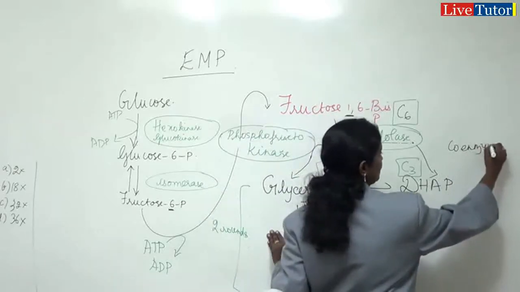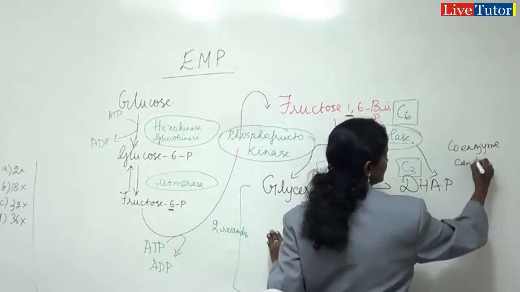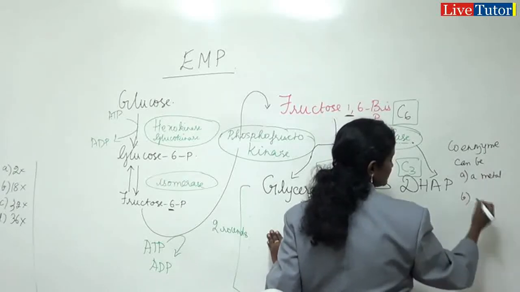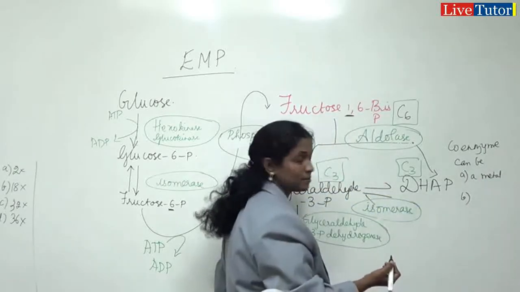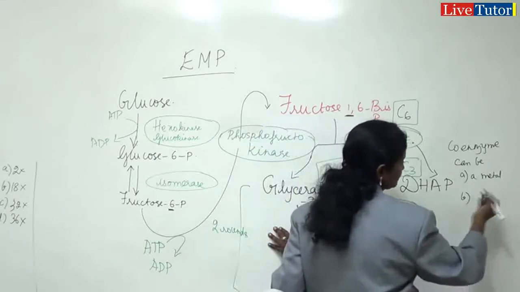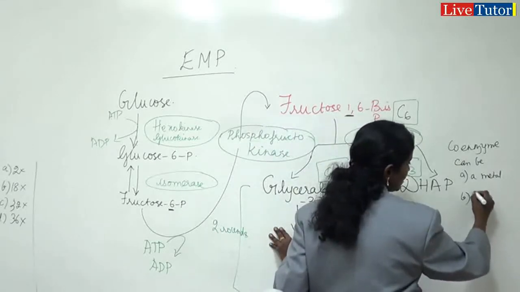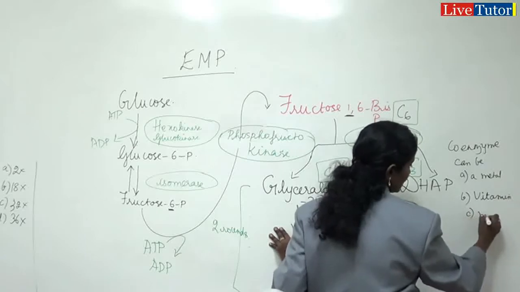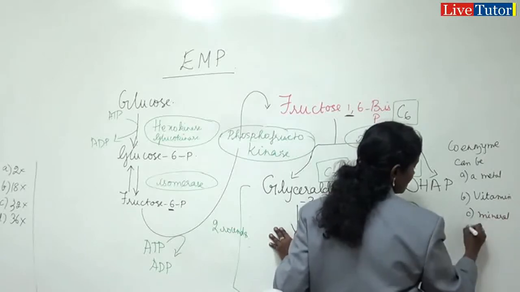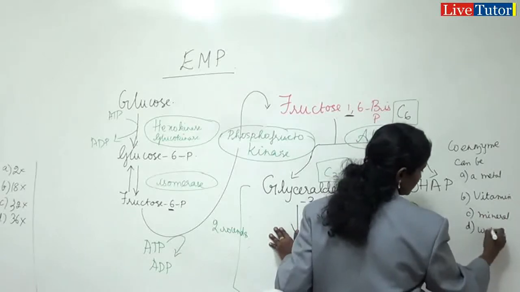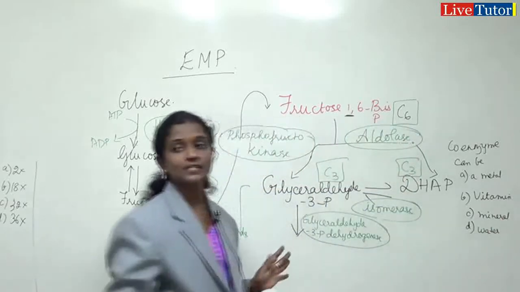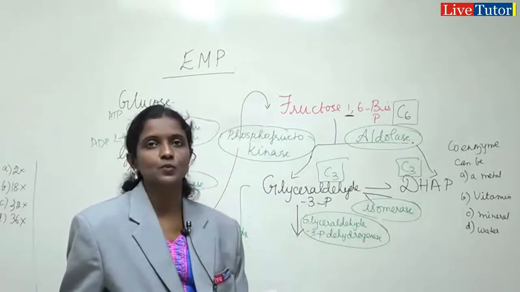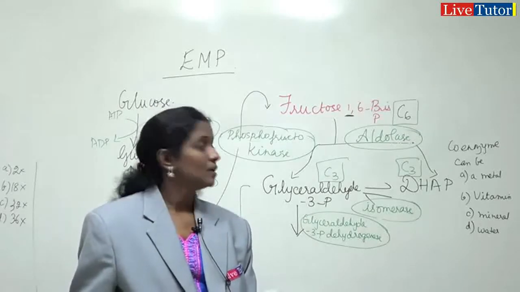Coenzymes can be a metal, can be a vitamin, can be a mineral, can it be water? What is a coenzyme? Just recall again, we need the knowledge of enzymes here, right? That is why we are roping in the knowledge about it.